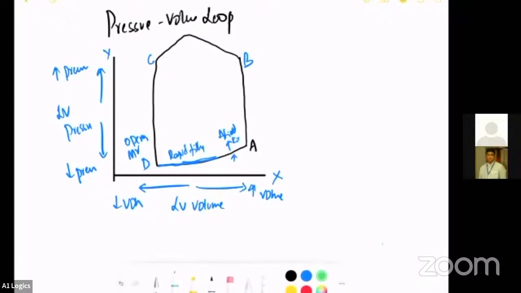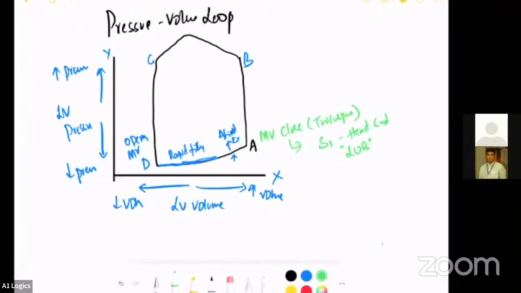Once we know that, then what happens here? Point A is nothing but where the mitral valve closes. When I say mitral valve, that also means the tricuspid valve closes. And because the tricuspid valve closes, the first heart sound is heard, audible in the form of lub. This is one important point that you need to keep in mind.